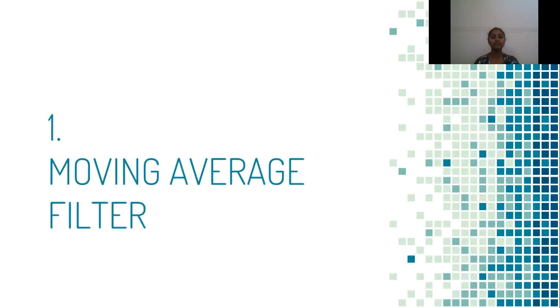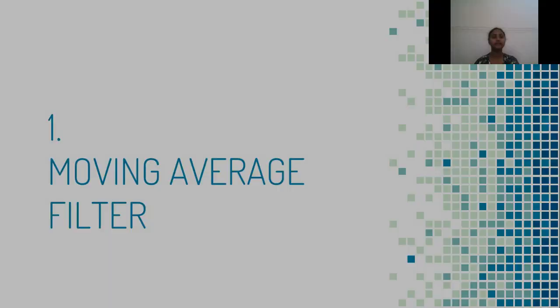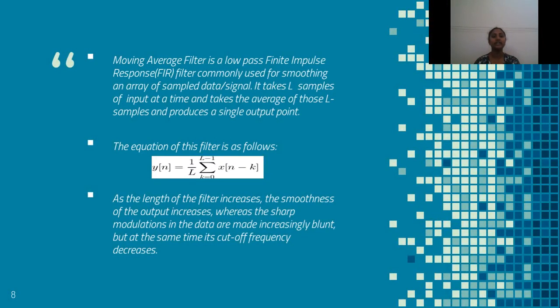In this experiment we will consider three filters. First, the moving average filter; second, the first order derivative filter; and third, the derivative filter, 3-point central difference. Let's first know about the moving average filter. The moving average filter is a low-pass finite impulse response, that is FIR, filter, commonly used for smoothing an array of sample data or signal. How can we do this? Take L samples of the input at a time, creating one output from these samples, and the output is stored into another array, which gives the output, that is y[n].